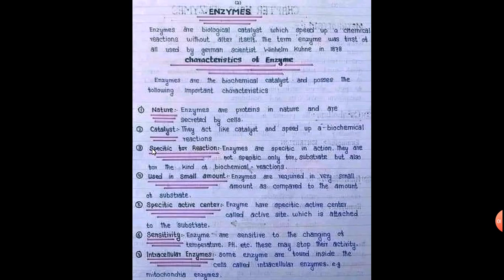Enzymes are also used in small amounts because only a small amount of enzymes is needed to convert a particular substrate to a product. The next one is the active center of an enzyme, which we are going to look at in the next video.